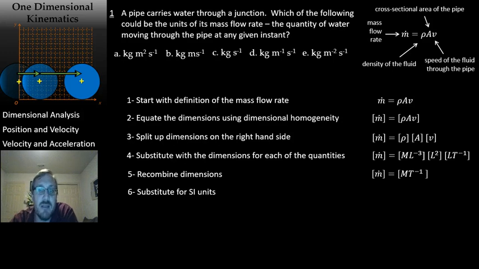The units of mass in SI units are kilograms. The units of time in SI units are the second. And therefore, you have the units of the mass flow rate being kilograms per second. So that would be C. All right. So I think that's probably sufficient to give you an idea about how to do this particular problem.